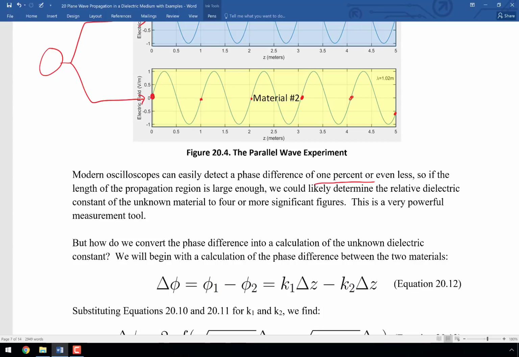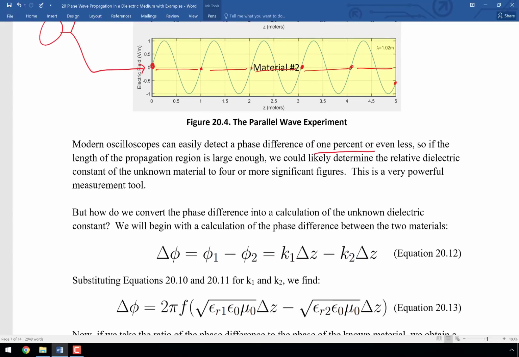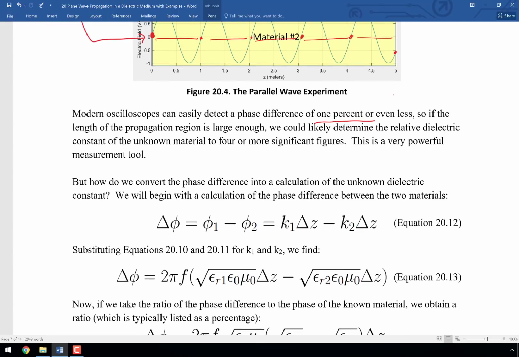And if you were really trying to characterize this material, you wouldn't have 5 wavelengths, or here we have 1, 2, 3, 4, 5 wavelengths. We wouldn't do that. We would have 500 wavelengths, or at least 50 wavelengths, so as to be able to really amplify the effect of the phase difference. So let's do some math here. We understand what's going on, but we want to really have an equation that can characterize this mathematically.